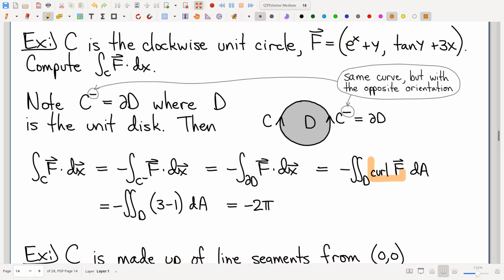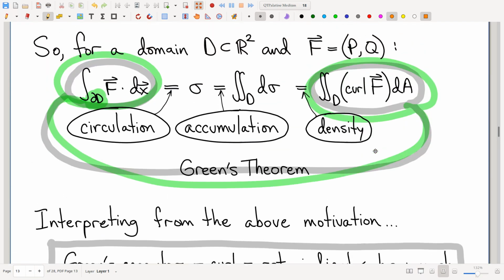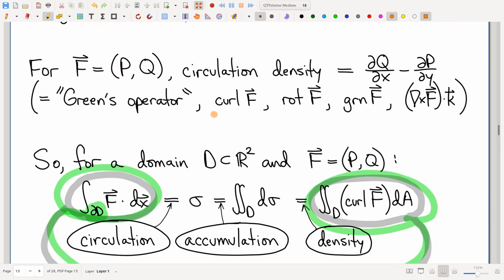Well, we have a formula for curl. Here it is. Curl, aka Green's operator, aka circulation density, aka various other names. There it is, dQ/dx minus dP/dy. Again, some details to be worked out, but that's your formula you can use.